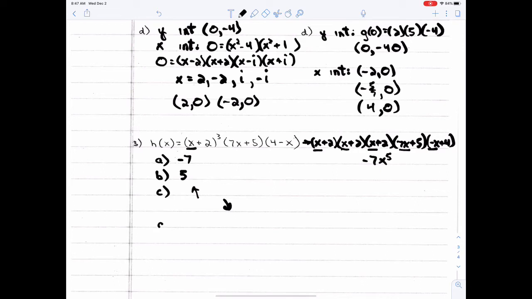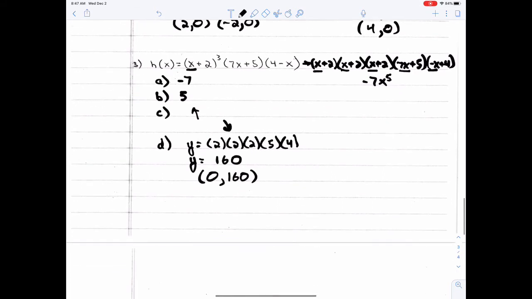And now to find the intercepts, well, again, to find the y-intercept, I'm going to stick 0 in for all of the x's. So you get 2 times 2 times 2, or you can just put 2 to the third, times 5, and then times 4. So that's going to be, what, 8 times 20 is 160. So we have 0, comma 160. That would be the y-intercept.